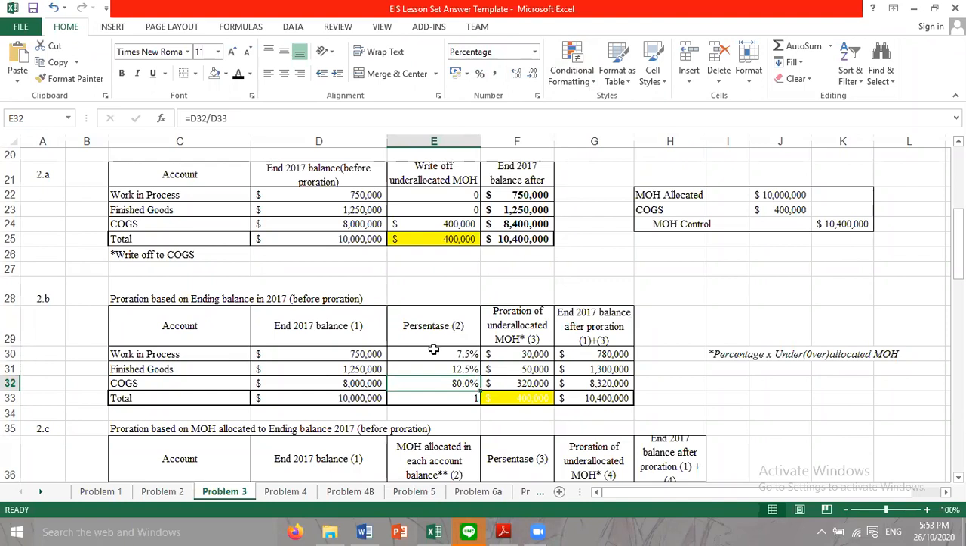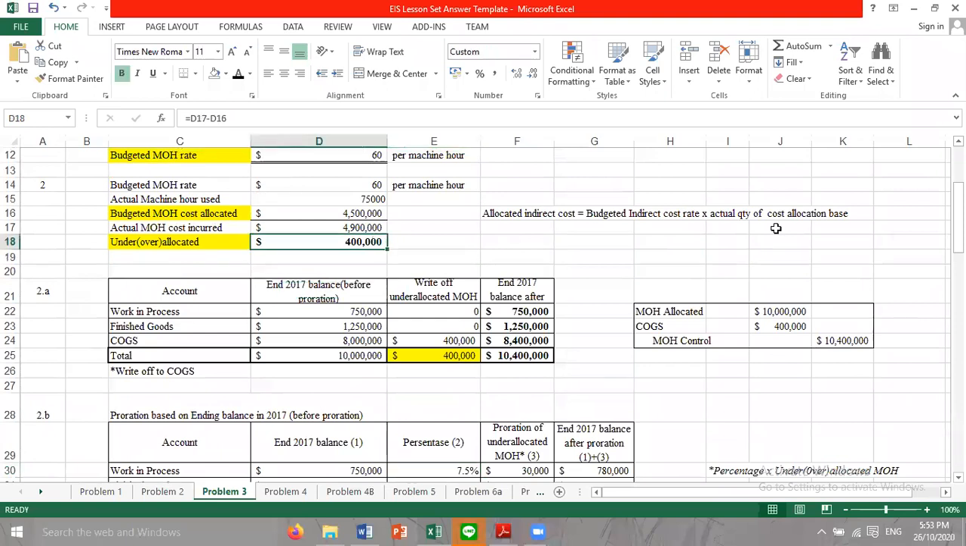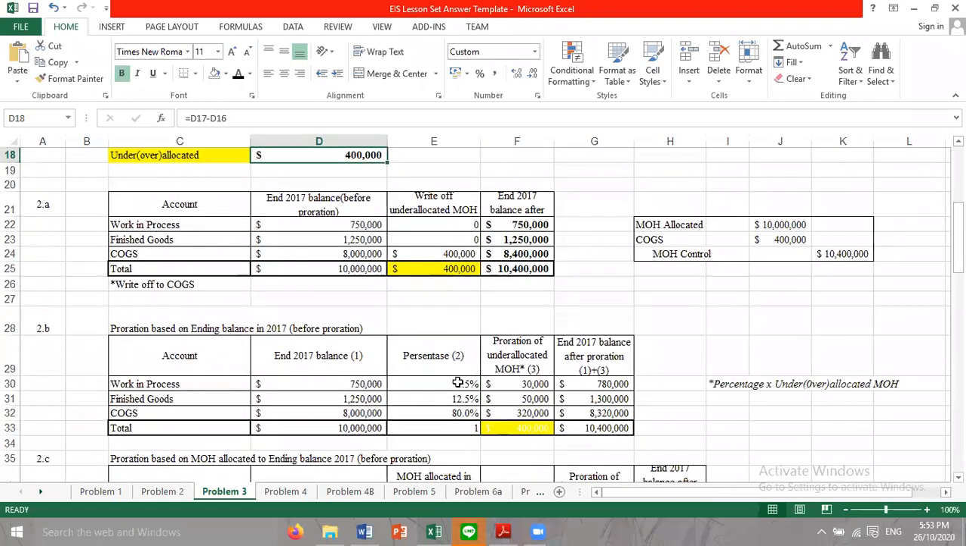So based on this percentage, we will allocate the manufacturing overhead. Simply multiply 7.5% with 400,000, and we'll get 30,000, and so on, making sure that the total is still 400,000. Then all we need to do is add the disposable under or over allocated MOH to the ending 2017 balance, and we'll get the ending 2017 balance after proration.